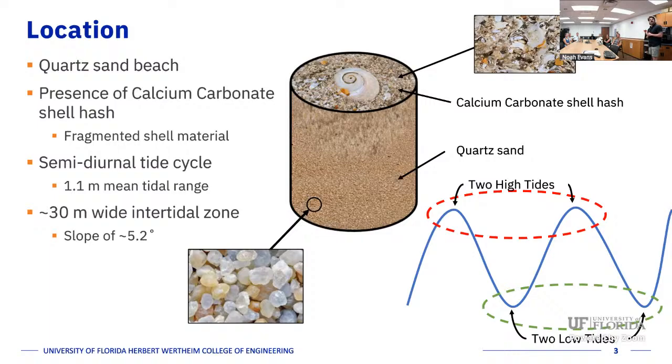This beach has a semi-diurnal tidal cycle and has about a 1.1 meter mean high tide, or tidal range, sorry, and has a relatively kind of medium tidal range or tidal zone with about 30 meters wide and a relatively small slope of about 5.2 degrees.